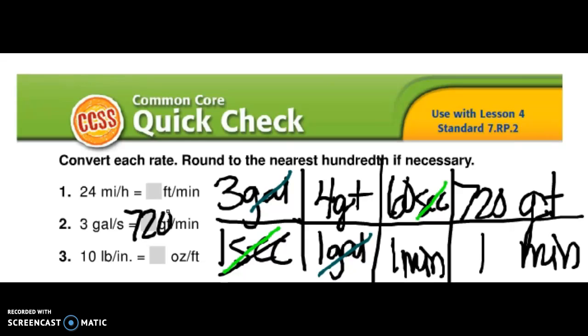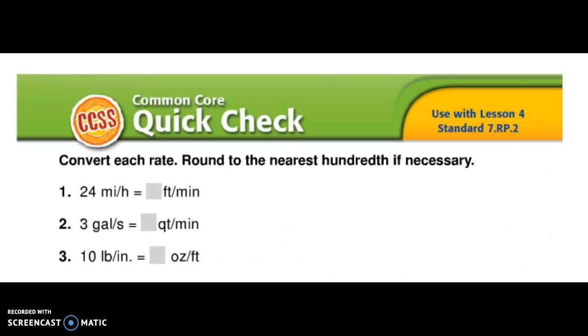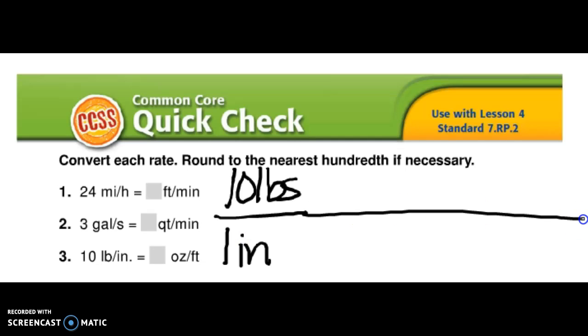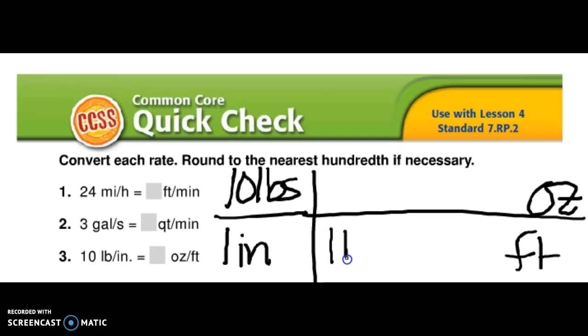Okay, and number 3, we have 10 pounds per 1 inch. And at the end of my train tracks, I want it to be ounces per foot. I know that there are 16 ounces in 1 pound. I need pound to go on bottom so that I can cross-reduce the label, which means I need 16 ounces on top. I can cross out pounds, and I'm left with ounces on top, which is what I want.